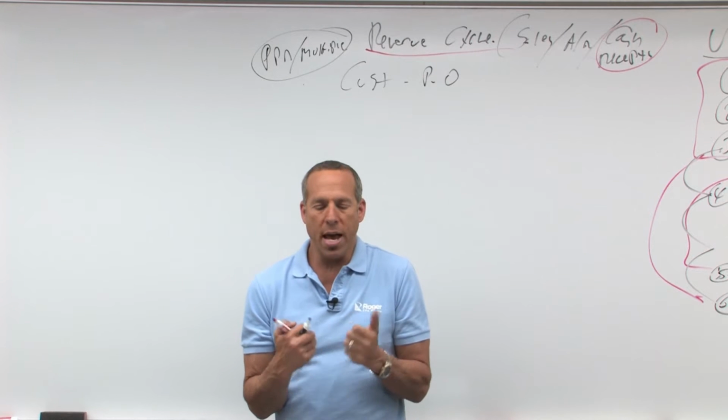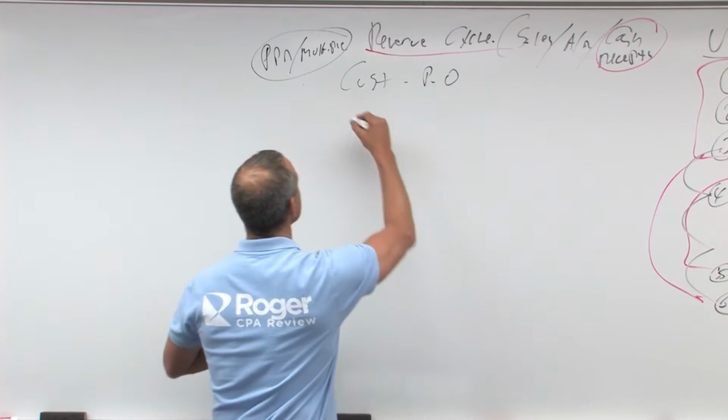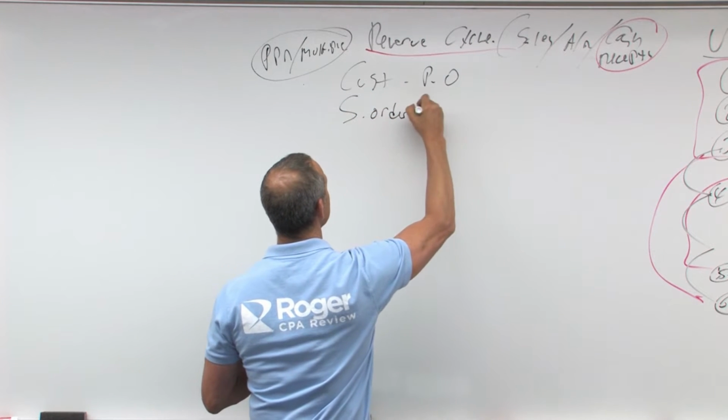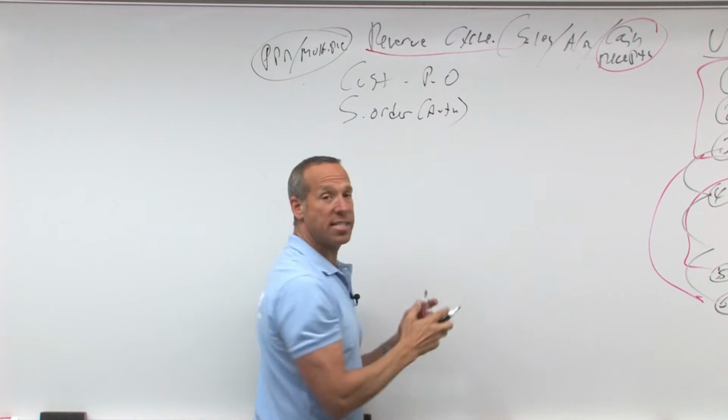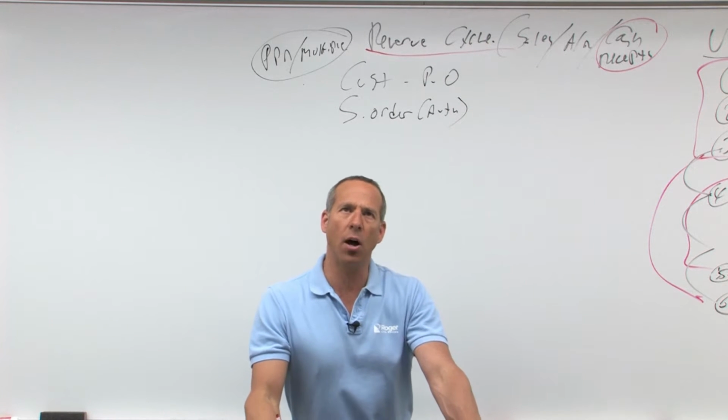Okay, so what are we creating internally? From the customer purchase order, we're going to prepare a sales order. And a sales order is the authorization to sell. So what we're going to do is go ahead and sell something. Now, let's think about it.